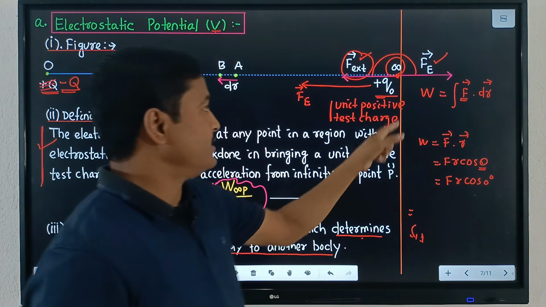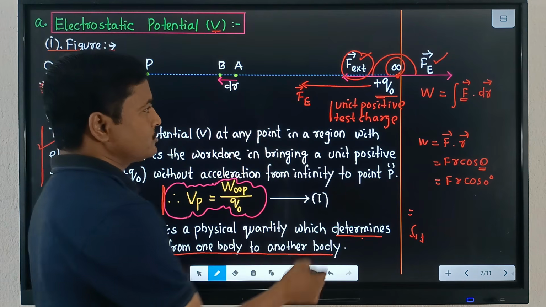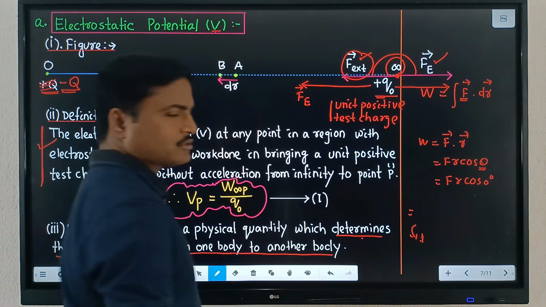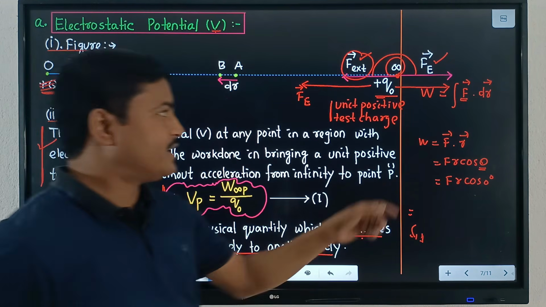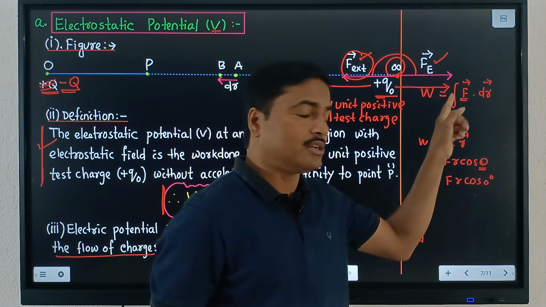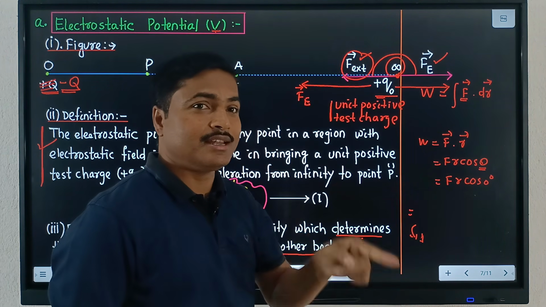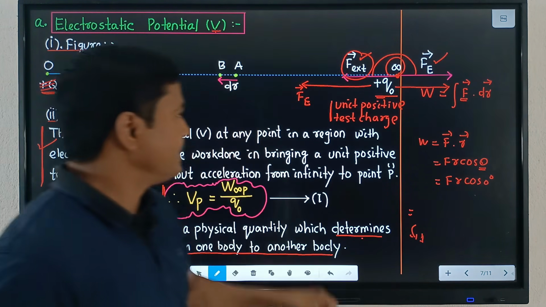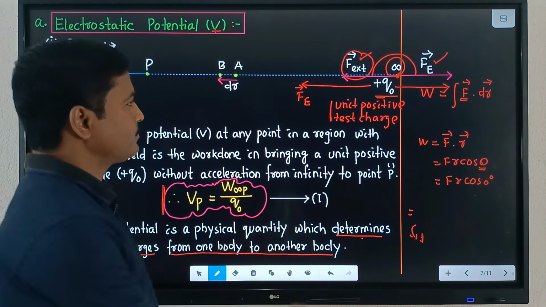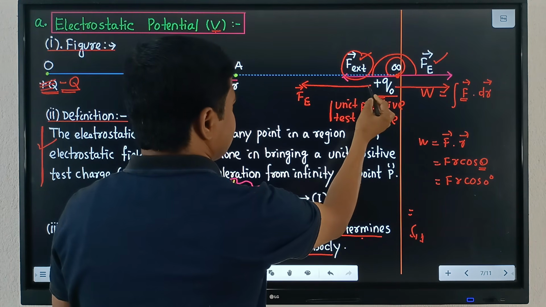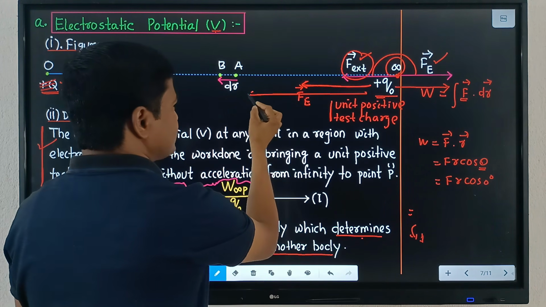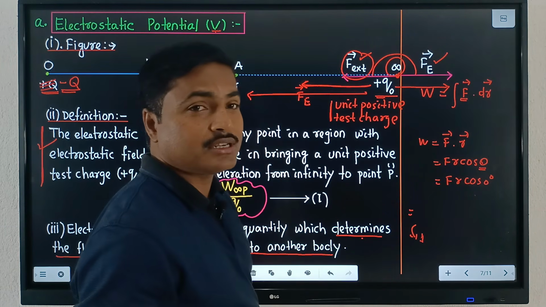But the direction of the external force we applied is just opposite to the electrostatic force. If the direction of the external force is just opposite to the electrostatic force, then work done is negative. How? If we take the electrostatic force, its direction is the same as the direction of the displacement. So work done is positive.